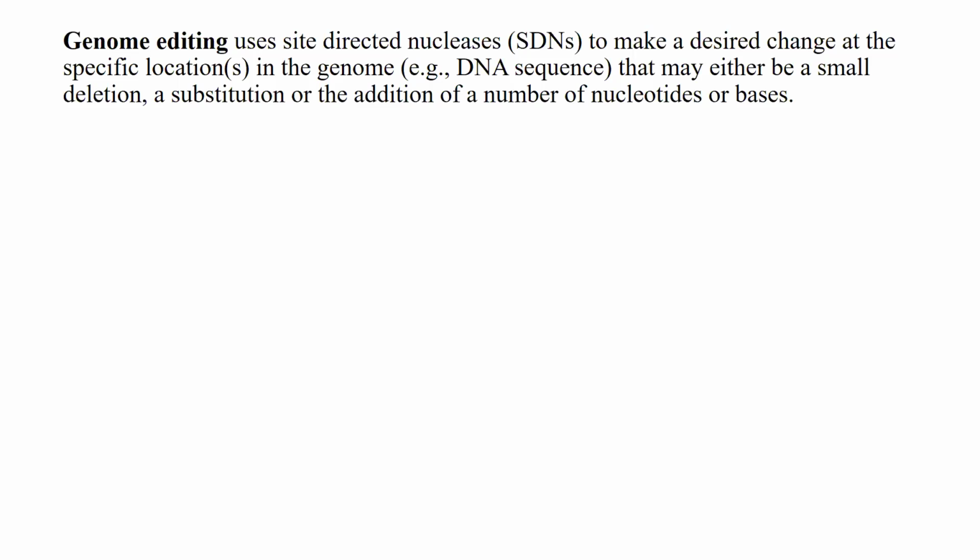So genome editing, as I mentioned, uses site-directed nucleases to cut the DNA or to make any changes in the DNA. You need a molecular scissor. The molecular scissor to cut the nucleic acid, that is DNA, RNA, is called nucleases. That is the enzyme, to make a desired change at the specific location in the genome. That may either be a small deletion or a substitution or the addition of a number of nucleotides or bases.